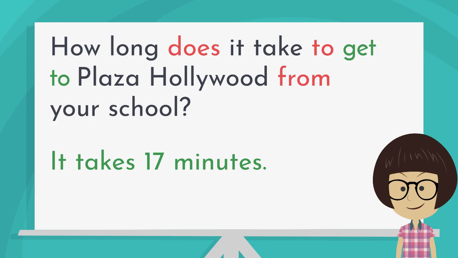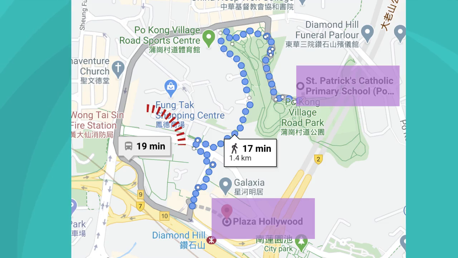Instead of using the word travel, you can also use get. Get to your destination. So the destination will go first in the question. And the question will become, how long does it take to get to Plaza Hollywood from your school? It takes 17 minutes to walk from your school to Plaza Hollywood.